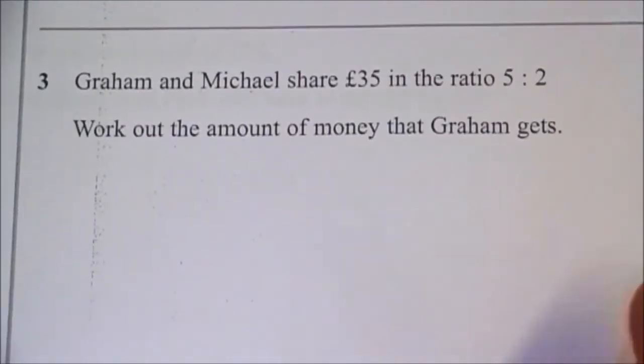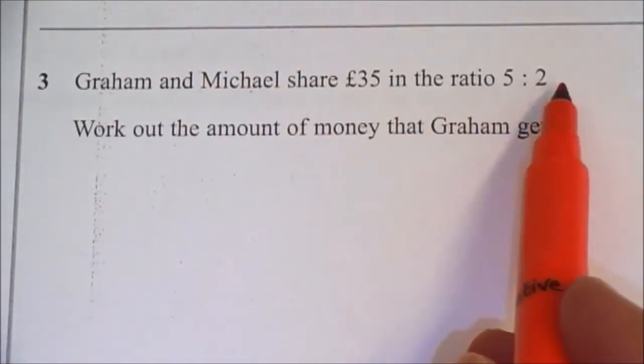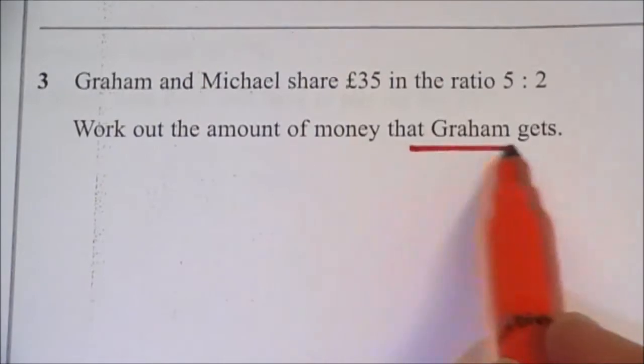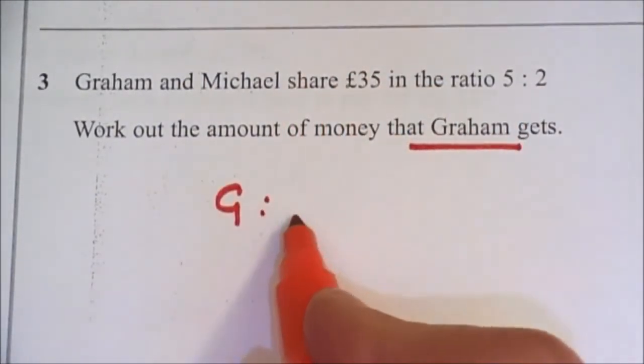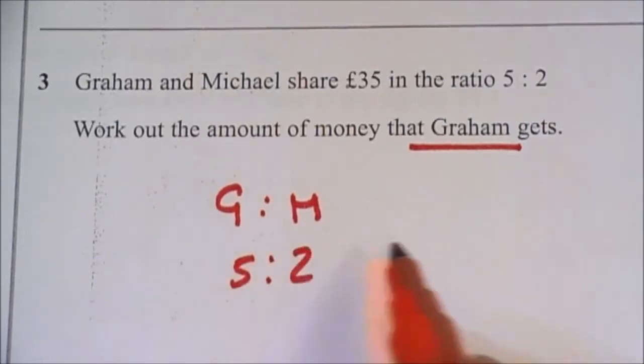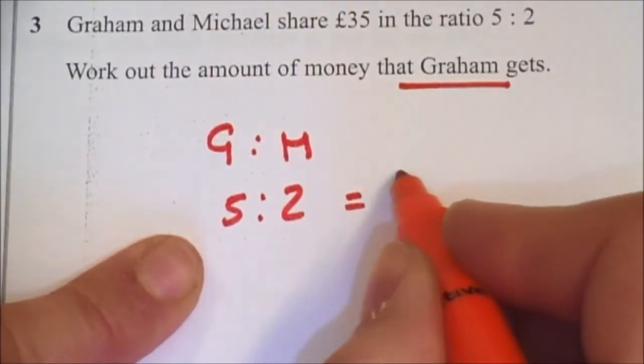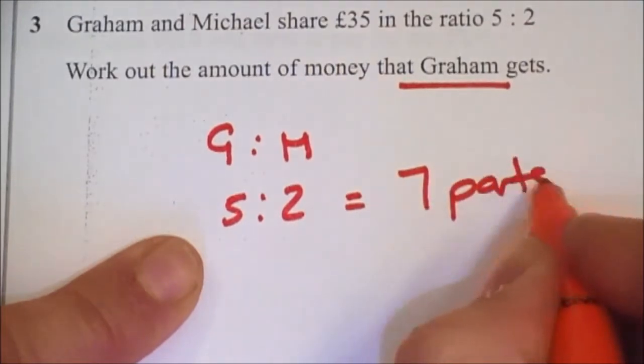Question 3 is a ratio question. Graham and Michael share £35 in the ratio of 5 to 2. Work out the amount of money that Graham gets. So Graham and Michael, 5 to 2. First thing I need to do is find the total number of parts. So that's 5 add 2, which is 7 parts.